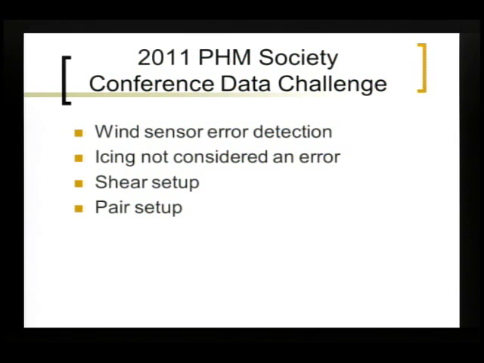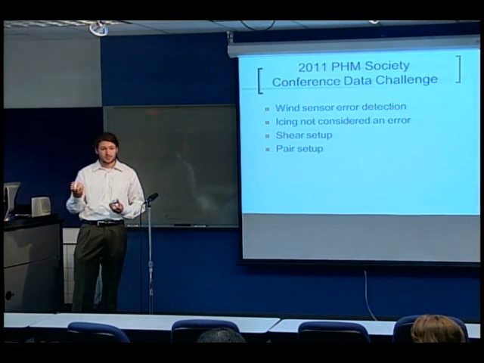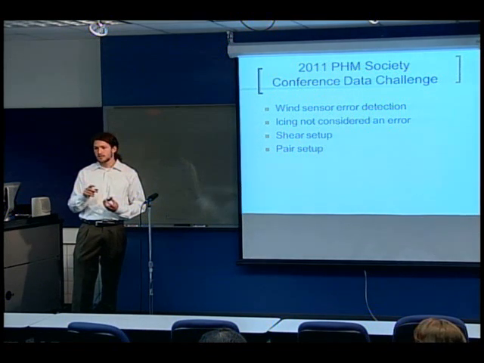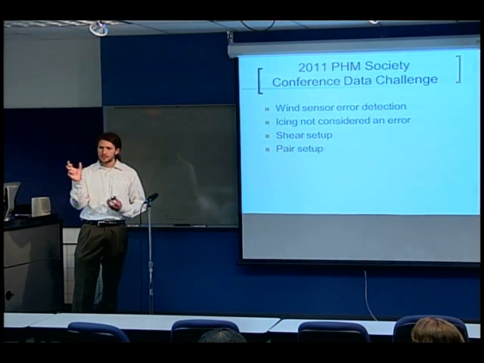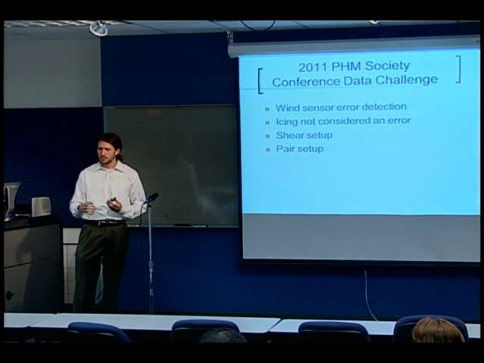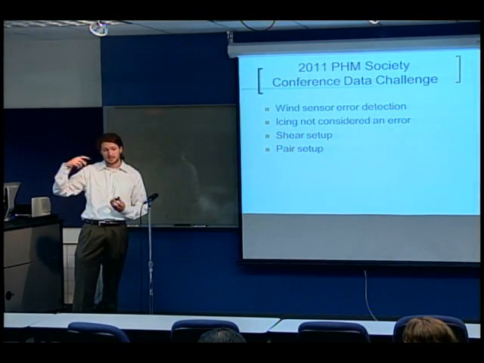The challenge is they give you a set of data from wind sensors, and they want you to determine when the wind sensors have error. An error occurs when a sensor is 2% off from the actual wind speed reading. There are two types of setups. One is pair, where you have two wind sensors at the same altitude. The other is shear, where you have three or four sensors at different altitudes.